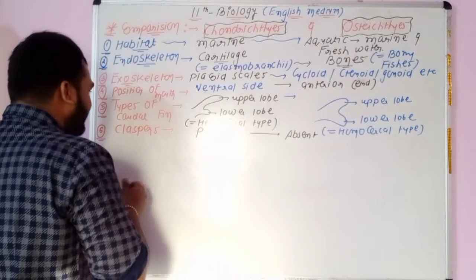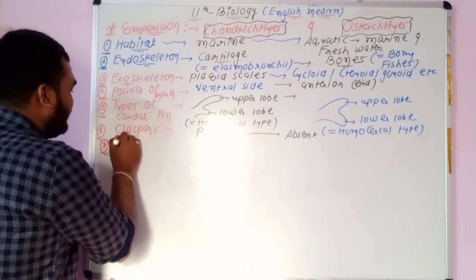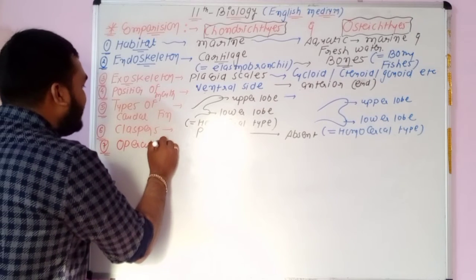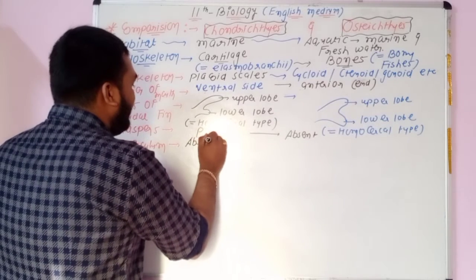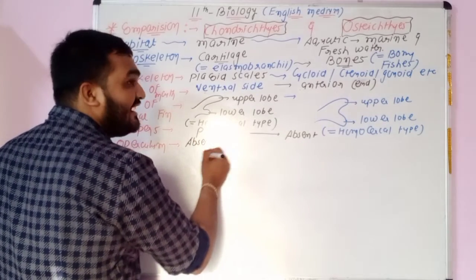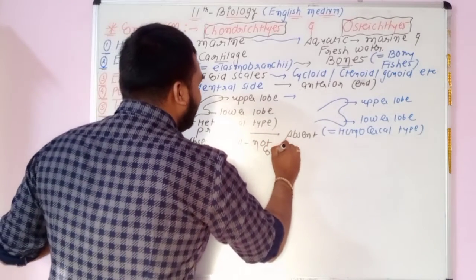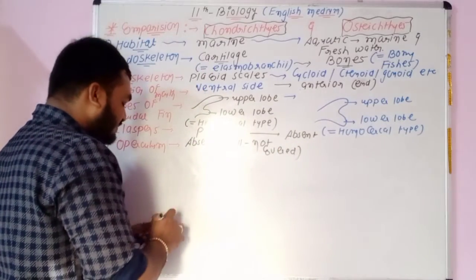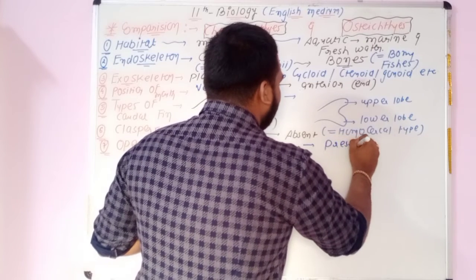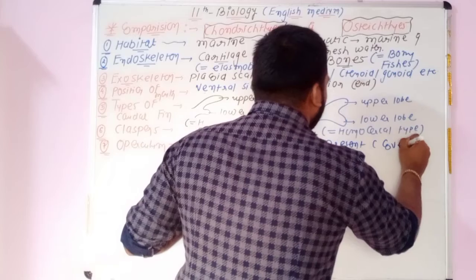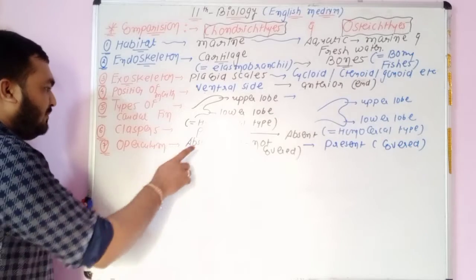Okay, so point number 7 is about the claspers. Point number 7, what about the operculum? Operculum is 100% absent in Chondrichthyes, which means gills are not covered by the operculum. In the Osteichthyes, the operculum is present, which means gills are covered by the operculum. So operculum absent and present.